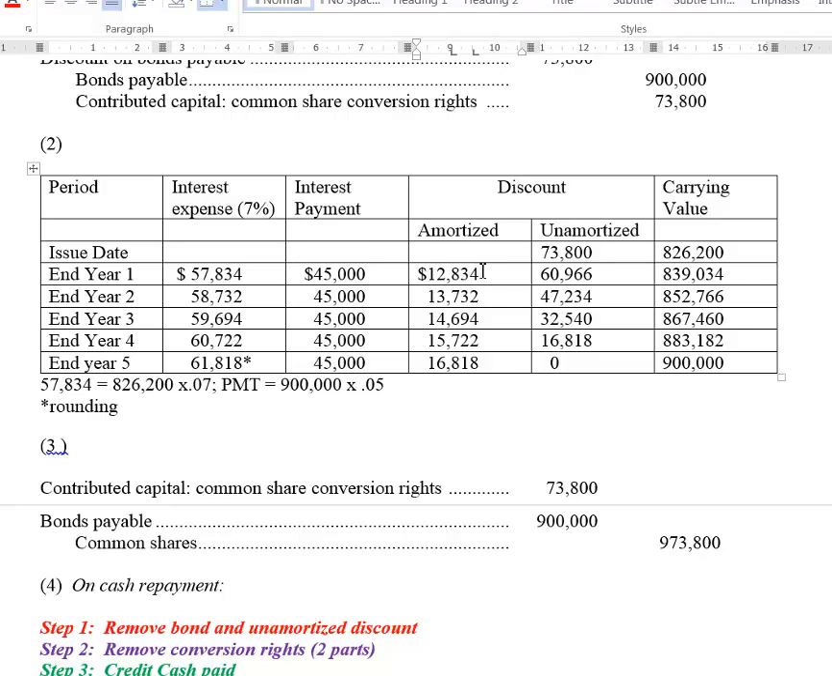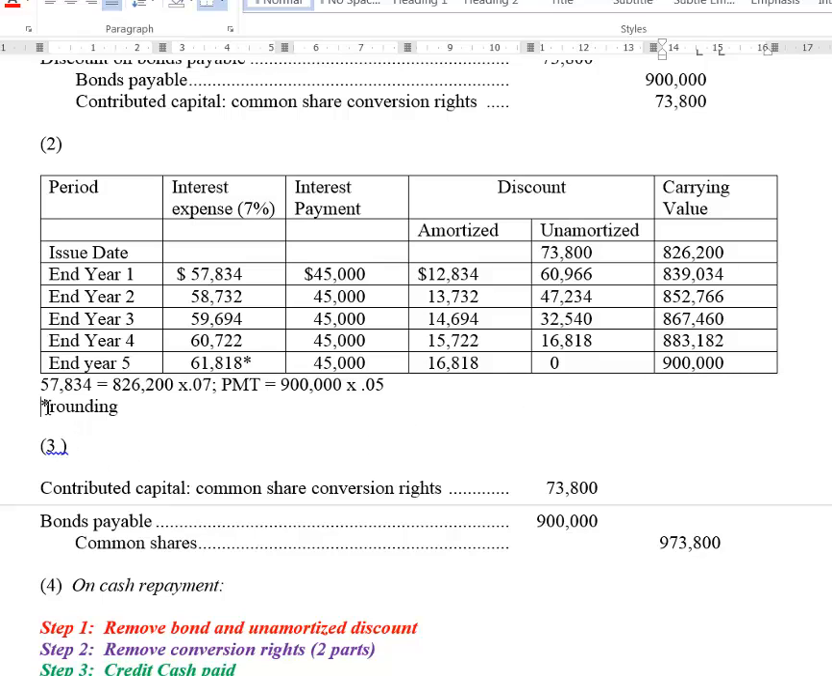So the amortized discount is the difference between the payment and the expense. We have the unamortized amount now, the difference between what we started with, which is $73,800 unamortized, and what we amortized of it, which is $60,966. The carrying value of our bond is the carrying value to open the period plus what we amortized, which is going to give us $839,034. You can work this all the way through yourself. I think you're familiar with the method, and you'll find that the carrying value of the bond at maturity, at the end of 5 years, is $900,000.